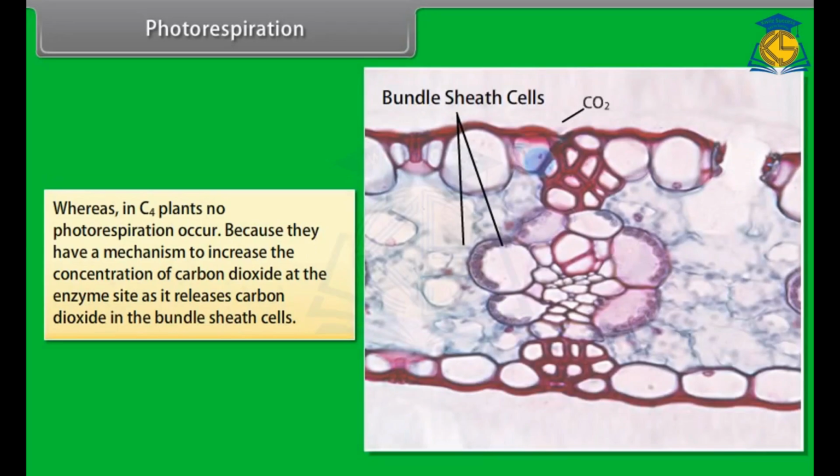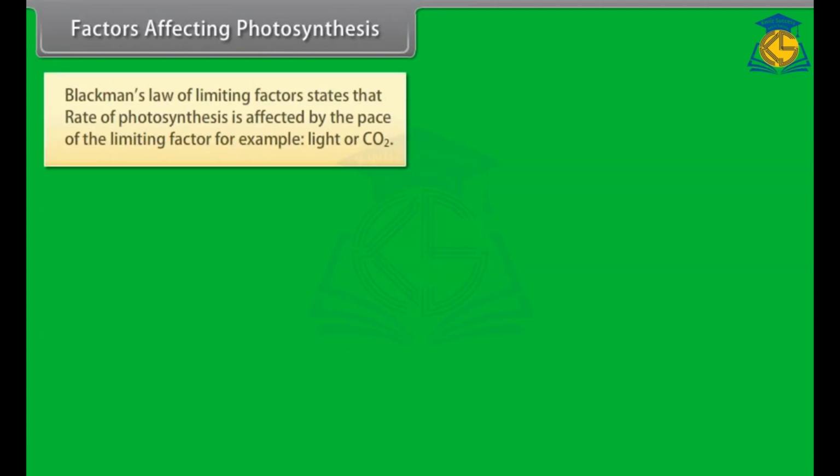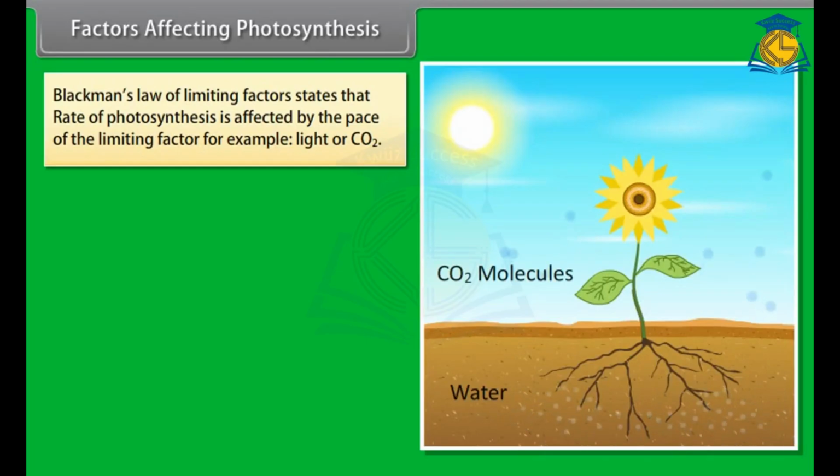Whereas in C4 plants, no photorespiration occurs, because they have a mechanism to increase the concentration of carbon dioxide at the enzyme site, as it releases carbon dioxide in the bundle sheath cells. Factors affecting photosynthesis. Blackman's law of limiting factor states that the rate of photosynthesis is affected by the pace of the limiting factor, for example, light or CO2.